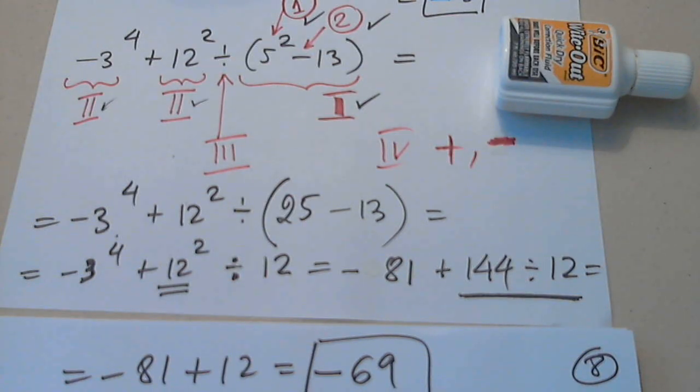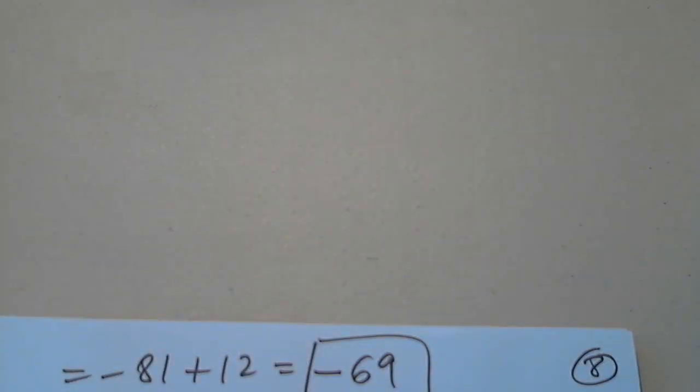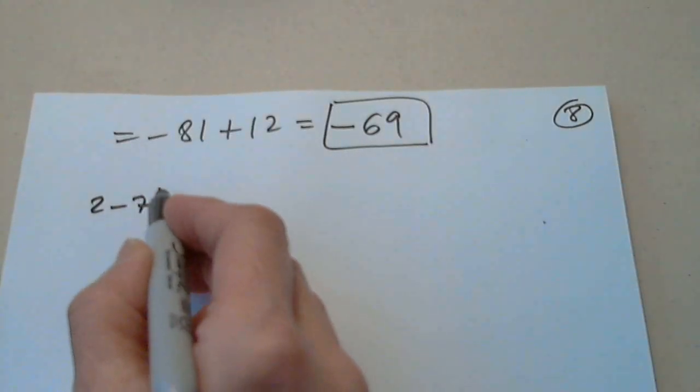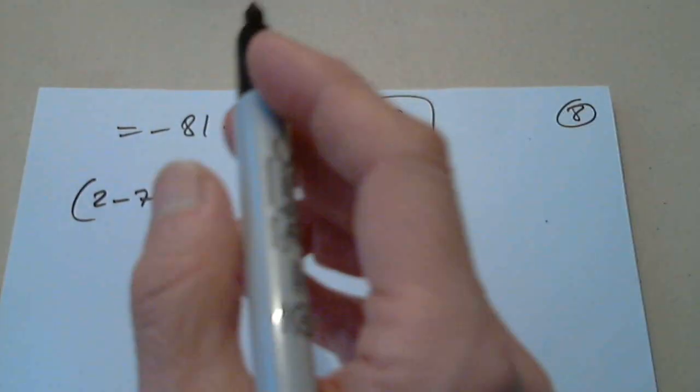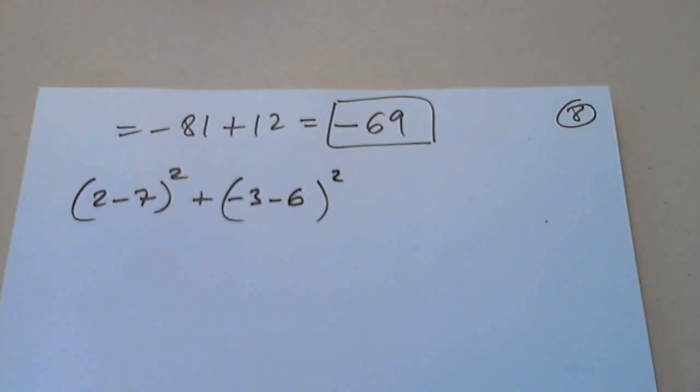Okay, I would like everyone to work on this problem for 1 minute, and then we'll work on it together. Please be prepared to give an answer. So 2 minus 7, everything squared, plus -3 minus 6, everything squared. So let's work on this for 1 minute, please. Remember the rules.